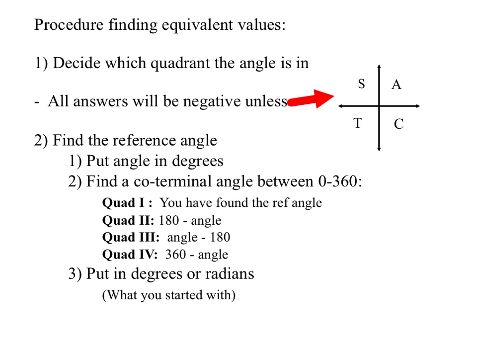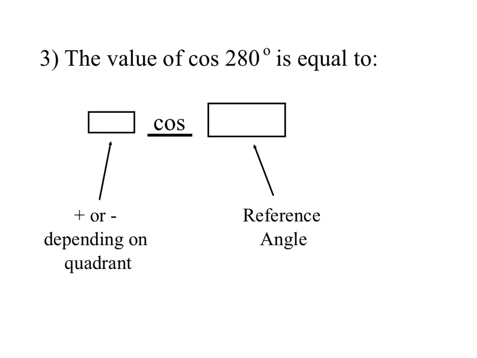This is just the essence of trigonometry right here: equivalent values. Right in the beginning, you saw that the sine of 120 is the same as the sine of 60. So that's what we're going to do, those kinds of things.